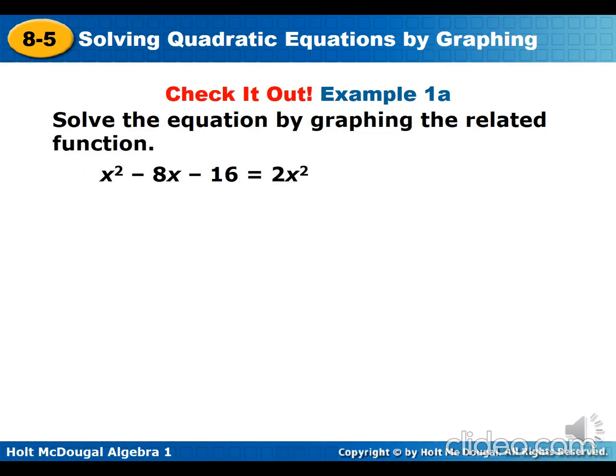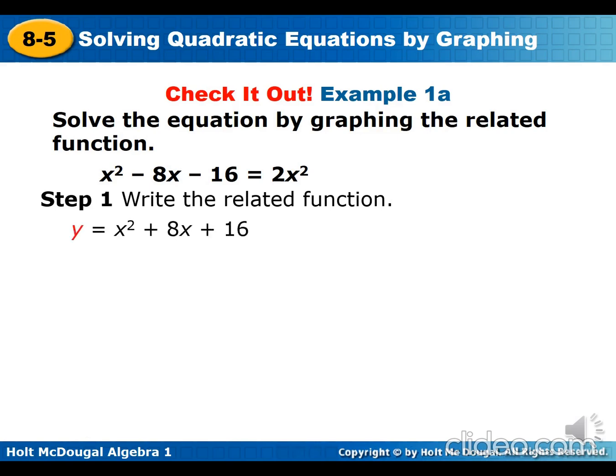Let's go to the Check It Out example 1. Copy this equation on your notebooks and solve it. Pause the video. Once you're done, you can continue. So step number 1 again is to write the related function. Here's the function, as simple as that.